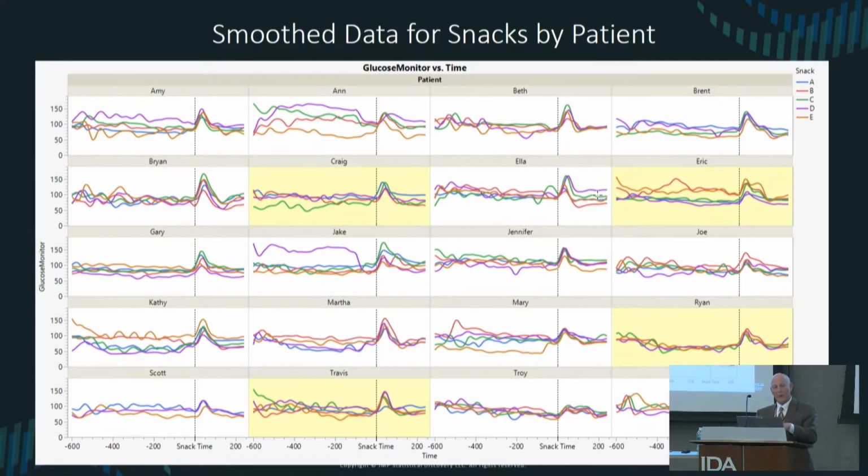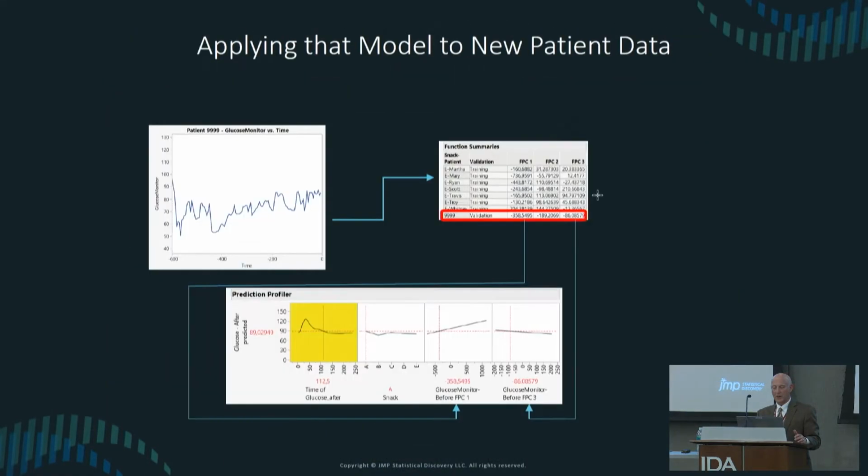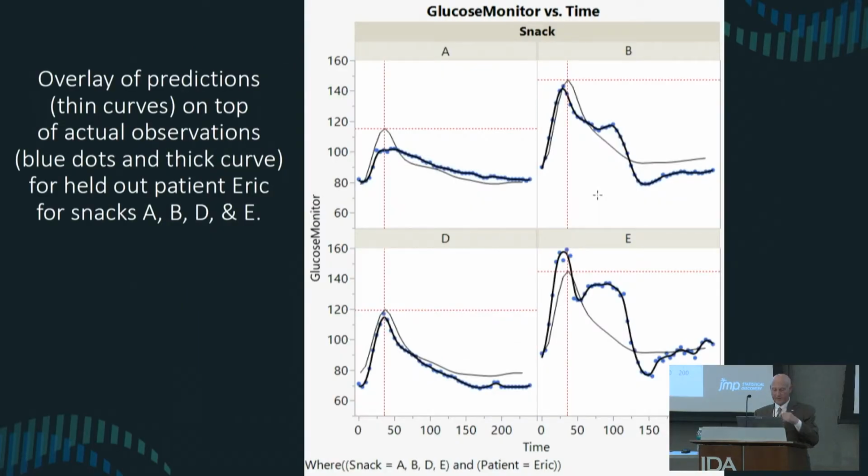So now, when I'm done, I want to take the model that we have here and plug in somebody who wasn't in the making of the data set. Okay? And when I do that, this is 4 snacks for patient Eric. The blue dots and the thick line are the actual data, and the thin curve is what was predicted from the functional analysis. And some are clearly better than others.